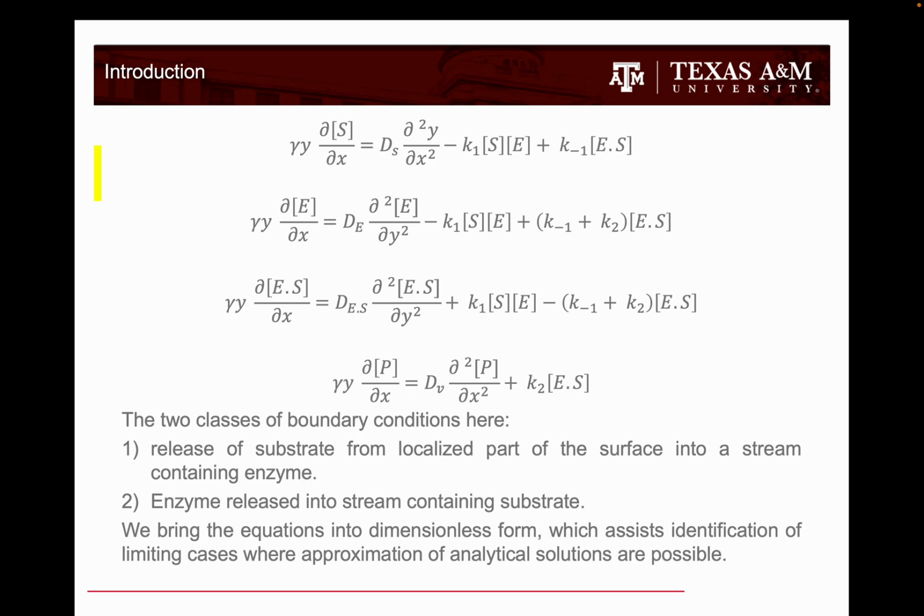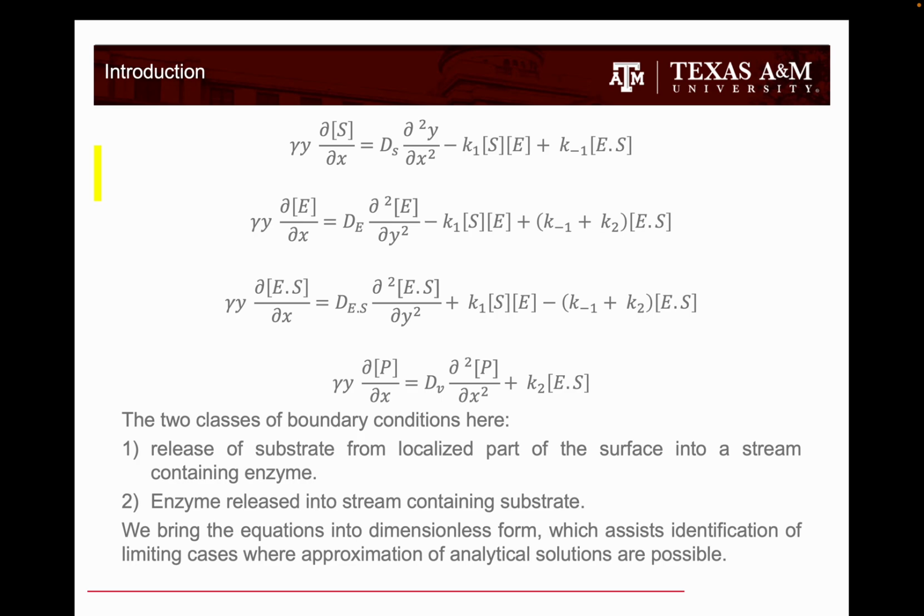Now we focus on the parallel laminar flow design, in which diffusion controls the volume where both substrate and enzyme are located. So here we have two classes of boundary conditions. One being the release of a substrate from a localized part of the surface into a stream containing the enzyme, and two, the enzyme released into a stream containing the substrate. Now in both cases, the extent to which the enzyme or substrate diffuses into the shear flow determines the effective reaction volume. Outside this region, the reaction rate is zero, as only one of the reactants is present.